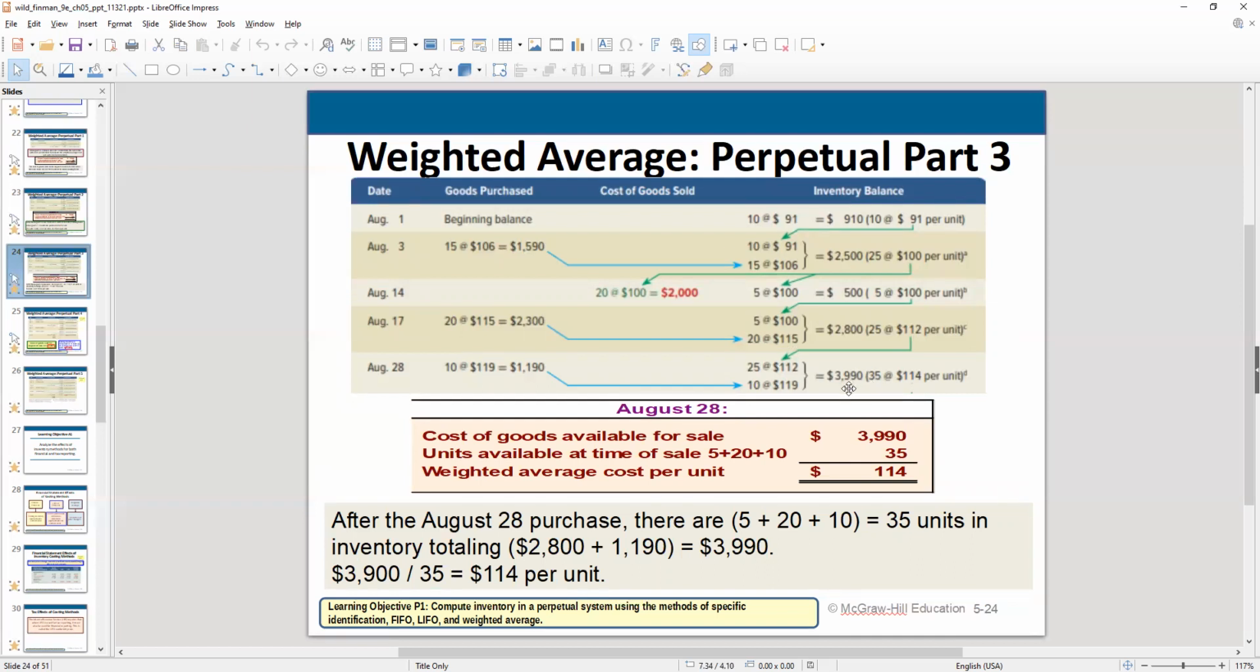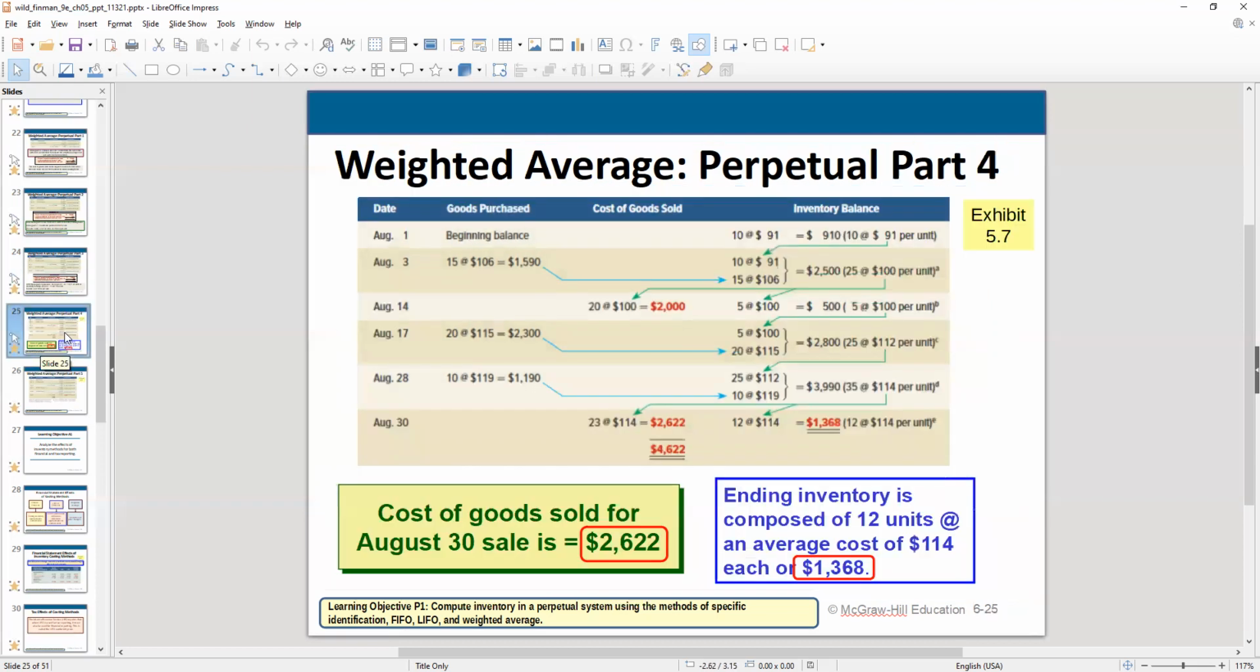So now, after August 28th is over, we've got 35 bikes at $114 per unit. If I recall, we're going to sell 23 bikes in a couple days, right? Yep, August 30th, 23 bikes. And we're going to use $114 per unit in calculating cost of goods sold. That means it's going to come to $2,622. Our ending inventory is going to be 12 bikes at 114, and so that's going to make our ending inventory $1,368.